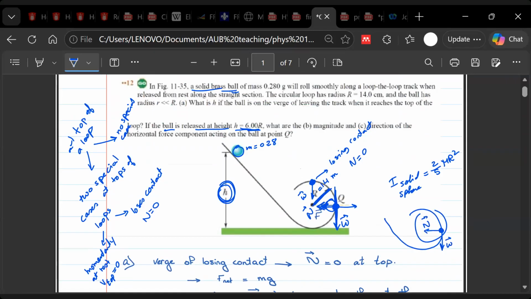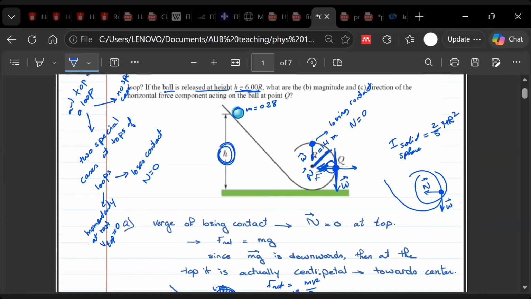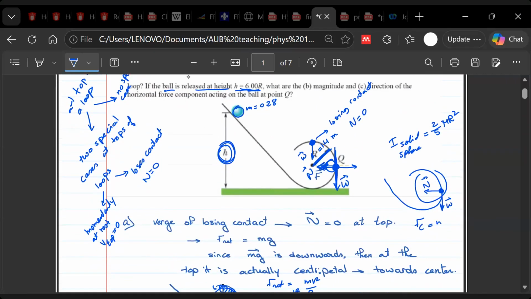I'm going to apply Newton's second law along the centripetal direction, right? And in the centripetal direction here, I'll say F centripetal equals mv squared over r. V is the speed at point Q, and F centripetal is the normal itself. Do you agree? Okay, I want the normal, right? I have the mass, I have the radius of the circular path. What's missing? Yeah, I need the velocity. How do I find this velocity at point Q?